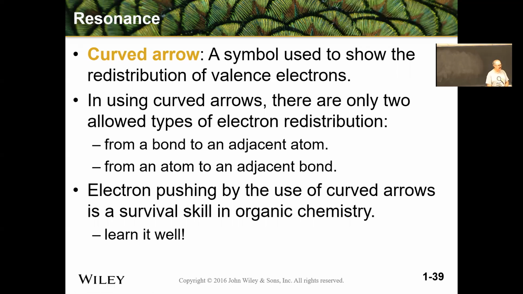We're going to be using curved arrows quite a bit in this course, and it's a symbol that's used to show the redistribution of valence electrons. There are only two allowed types of electron redistribution: from a bond to an adjacent atom, or from an atom to an adjacent bond. This is a very important skill, and you'll need to learn it well.